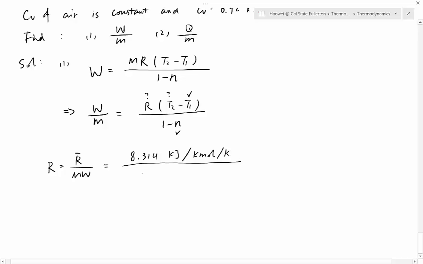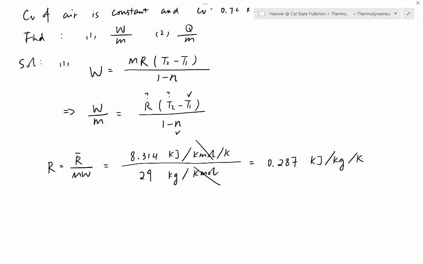The molecular weight of air is 29. And what is the unit for 29? You have two options. You can either use gram per mole or kilogram per kilomole. They are equivalent. Here I use kilogram per kilomole, because the two kilomoles will cancel each other. So the solution for R is 0.287. And what is the unit left? It's kilojoule divided by kilogram divided by Kelvin. That's everything left. So now we found R, the gas constant for air. The only thing I need right now is T2, the final temperature.